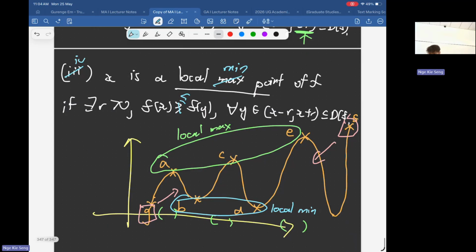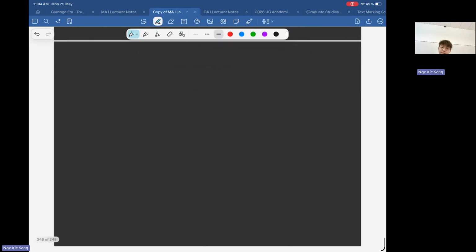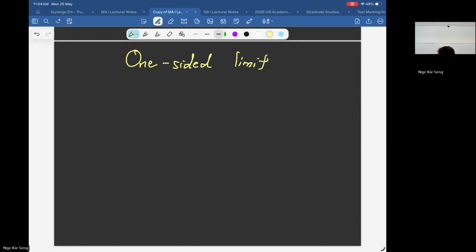Okay. Maybe we introduce one useful limit definition for us to prove things easily. So we will define a one-sided limit. Instead of going left and right arbitrarily, we're going to do it consistently from the left or from the right.